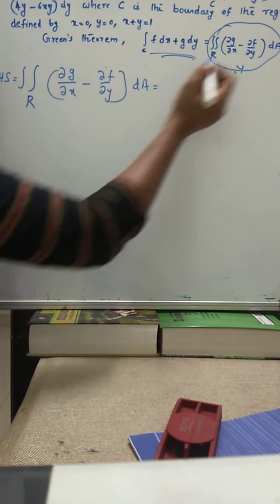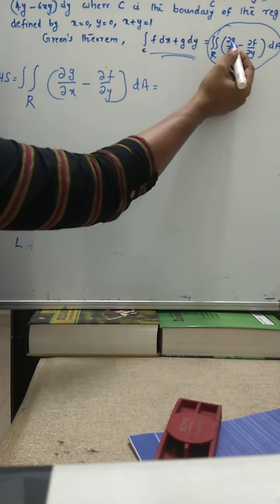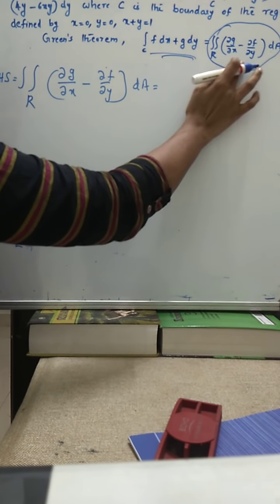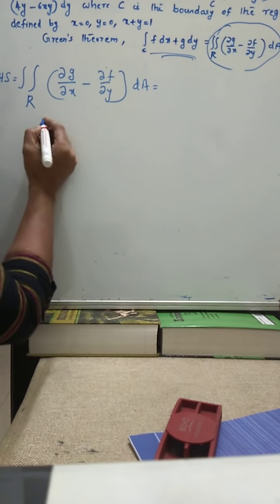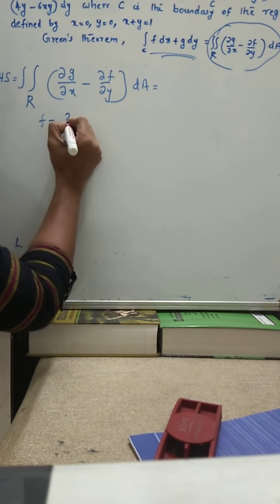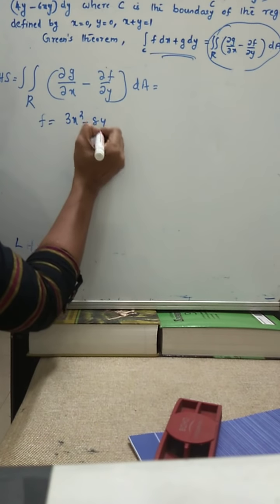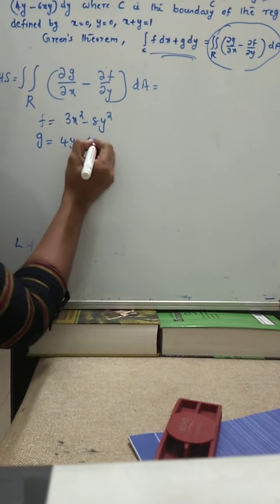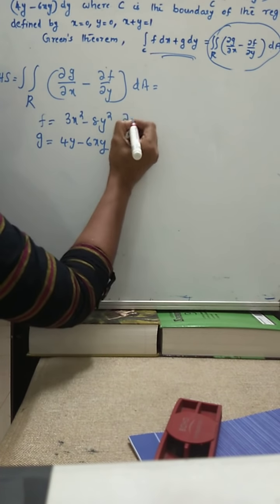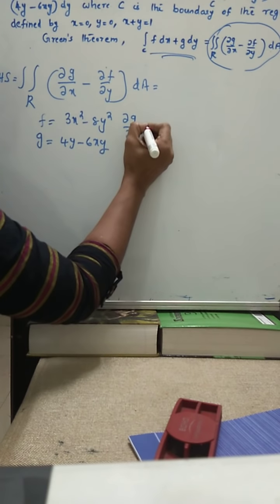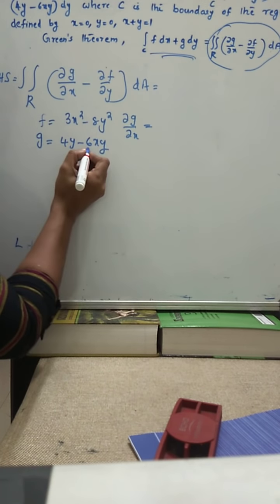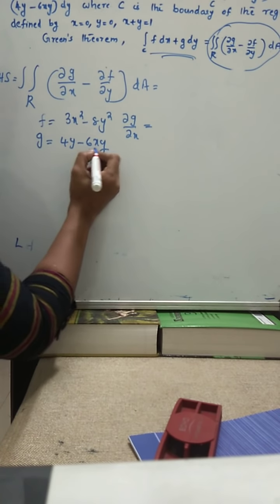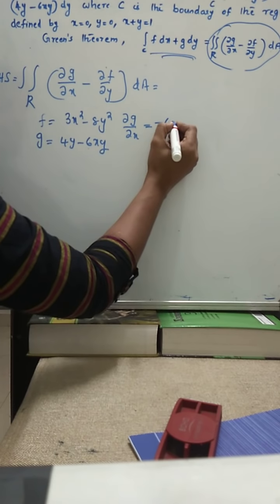Now we will evaluate the right hand side. Double integral over R of ∂g/∂x minus ∂f/∂y dA. As we have f equal to 3x² minus 8y², and g equal to 4y minus 6xy. Therefore ∂g/∂x, differentiating with respect to x, you will get minus 6y.